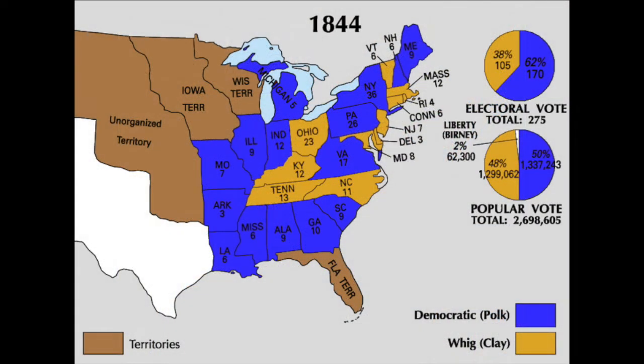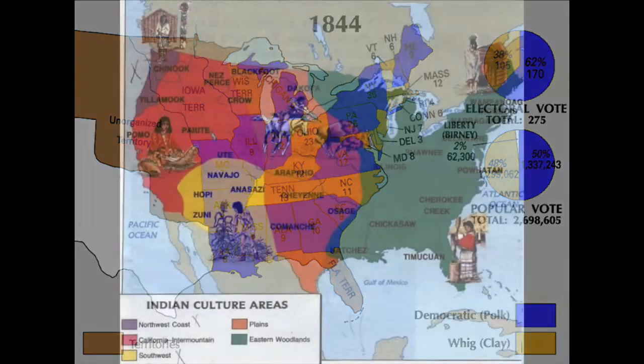In 1844, James Polk became president as a Democrat. And one of the goals of the Democratic Party was to expand the nation. The country was really strong economically.